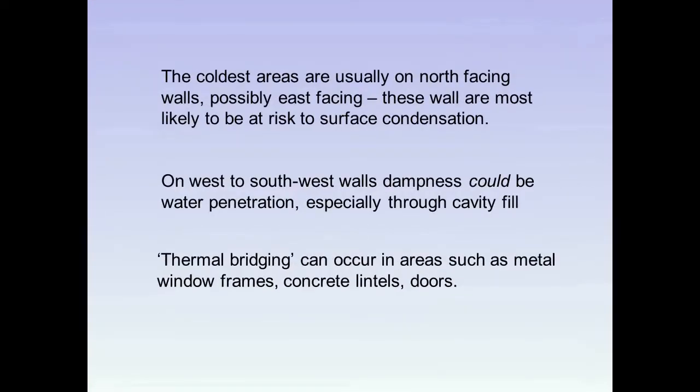Again, looking at a property, the coldest areas are usually on north-facing walls, possibly east-facing. These walls are most likely to be at risk to surface condensation. On west to southwest walls, dampness could be water penetration, especially through cavity fill. In most parts of the country, it is the southwest walls that are subject to the weather and the wind. And of course, thermal bridging can occur in areas such as metal window frames, concrete lintels and doors, etc.